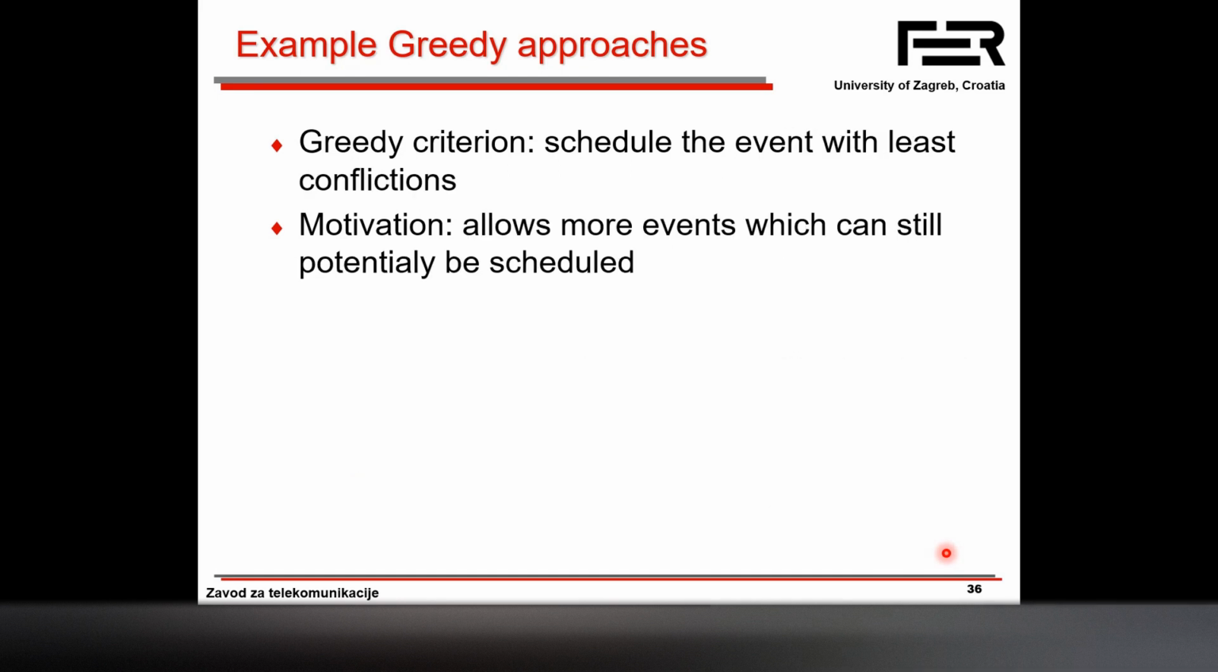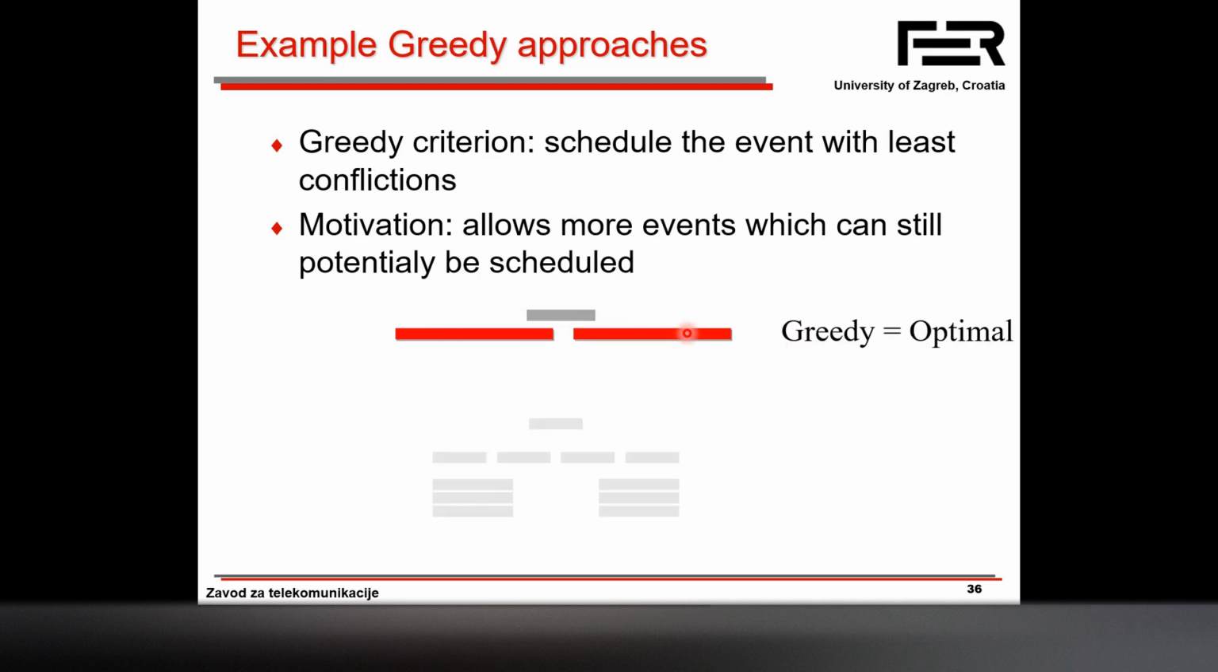Okay, what if our greedy criteria is to schedule the event with the least conflicts? The motivation is that we want to allow more events which can still potentially be scheduled. By avoiding as many conflicts as we can, perhaps we'll be able to schedule more events. Let's look at this case. This event here has 2 conflicts. It conflicts with this one over here and this one over here, whereas these 2 each have 1 conflict. So we'll schedule those 2 first, and that would also be our optimal solution.